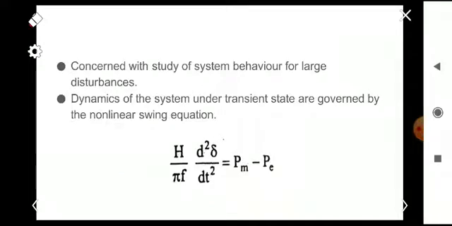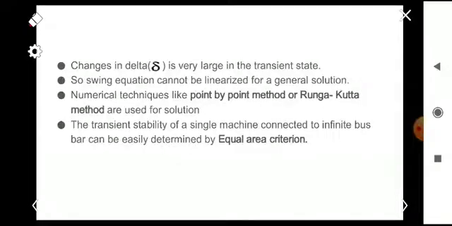As we know, the transient stability of a system is concerned with the study of system behavior for large disturbances. The dynamics of the system under the transient state are governed by the nonlinear swing equation. We have already discussed the swing equation, that is H by pi f times d square delta by dt square is equal to Pm minus Pe. Here the values of delta will be changing, since the changes in delta are very large in the transient state.